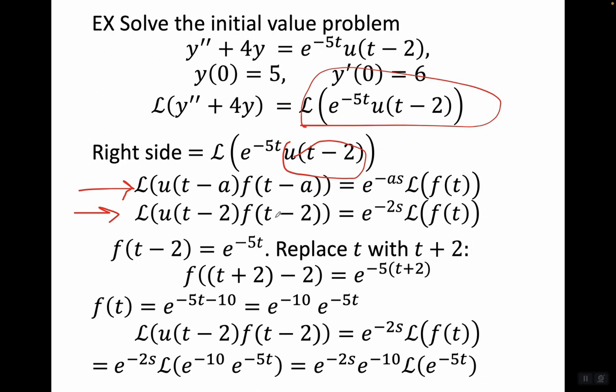So now compare these two formulas. So we compare these two formulas, right? This one and this one. So both of them have the u of t minus 2.